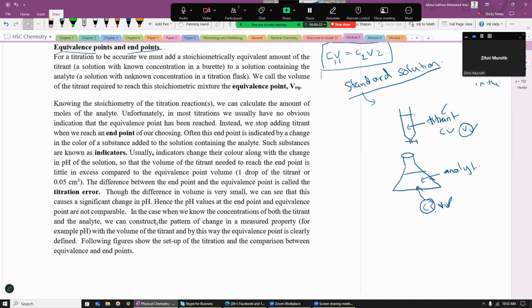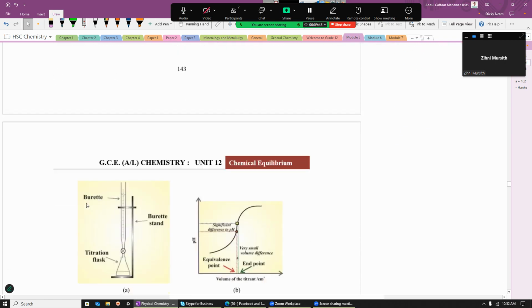Did you do any experiments in the laboratory? No, not yet. Okay. Right. So did you study about this titration error also? No. Okay, that's fine. Okay.